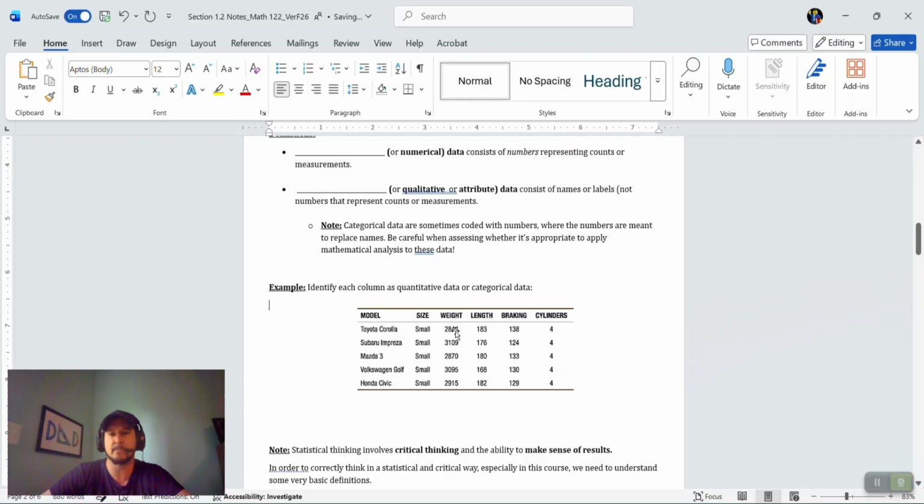All right, so 2,844. That's not a number that replaces a name. This is actually how heavy the car is, and with all these other different weights of the cars, we could actually do some meaningful math or stats with this. We could look at the average weight or the median weight, so on and so forth. Same thing with the length of the car, the braking. Maybe the units for this are seconds or milliseconds. So that might be clarified in the back of the textbook.